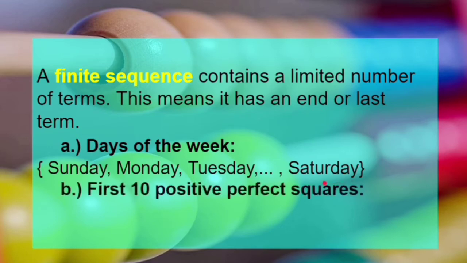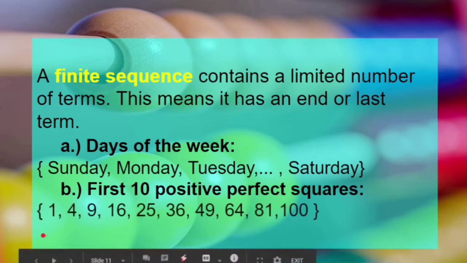Another example is the first 10 positive perfect squares. So there is a limited number of terms. We will have 1, 4, 9, 16, 25, 36, 49, 64, 81, and 100. So it is indicated that there are only 10 terms. So 100 is our last term.